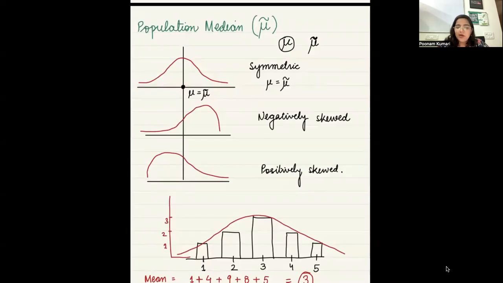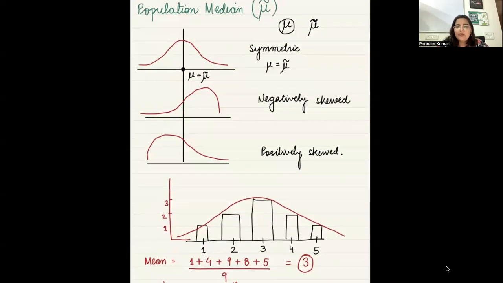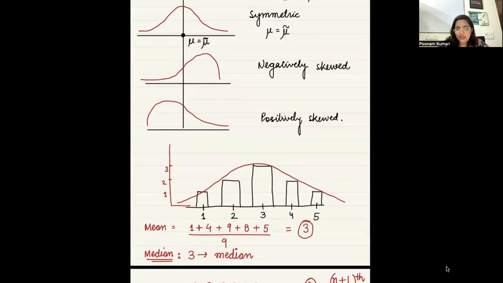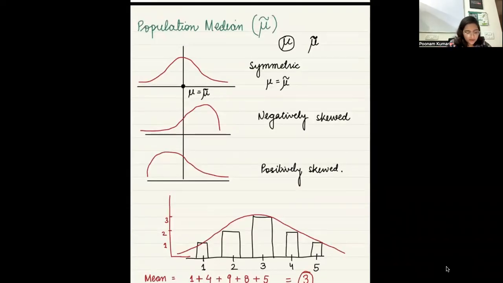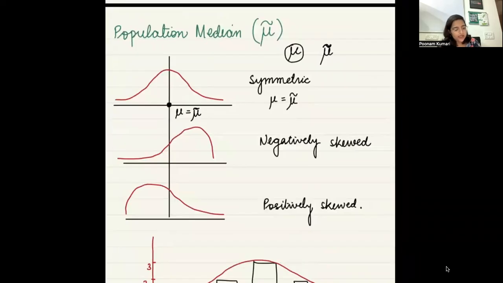Now, following the same logic, if we have a negatively skewed data, then what happens? What do you think? Ma'am, how can we say it in theoretical terms? How do we write it? For the first one, theoretically, you can say that because the data is exactly symmetric on both the left side and right side.